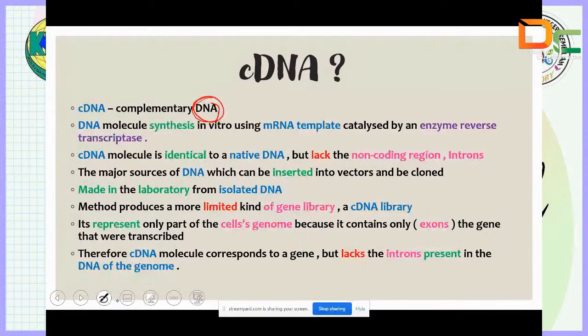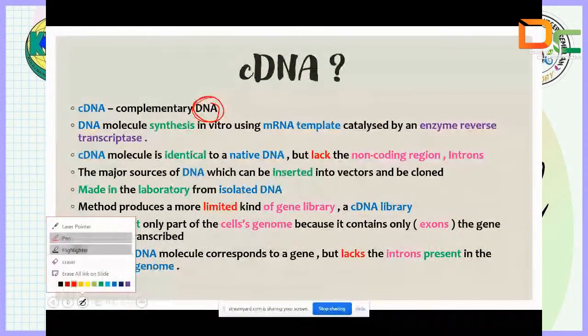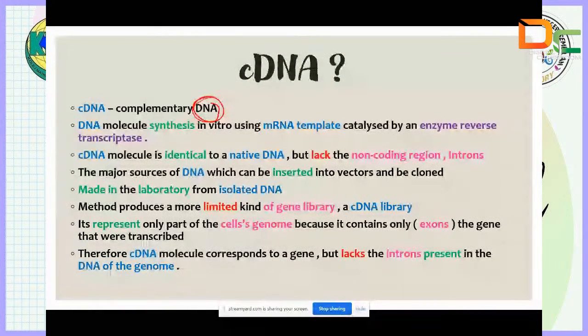Okay, so in this process, what are we learning, Umur? The process of production of cDNA. Okay, production or synthesis in vitro using mRNA template.